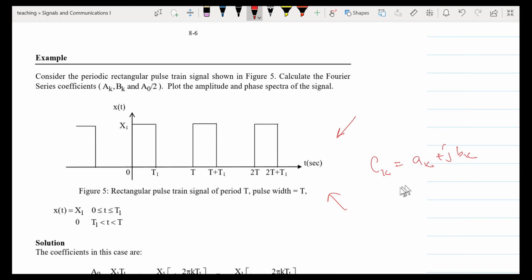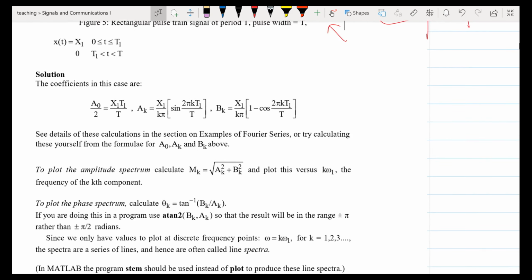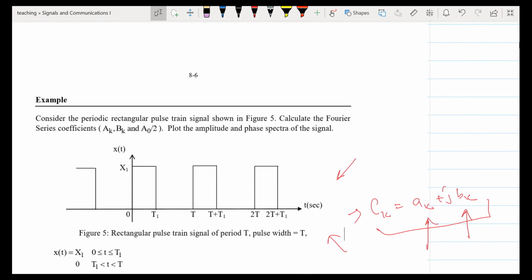So if we know that to be the case, we can always find ak and bk from our earlier definitions. And the first, when k is equal to 0, that is going to be a0. The solution is right here, but I just want to show you what we mean by the amplitude and phase spectra, because that is the next task that this example requires one to perform.